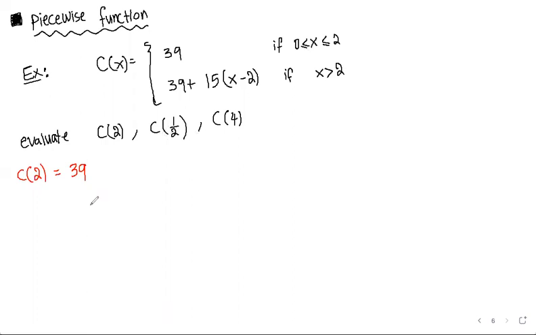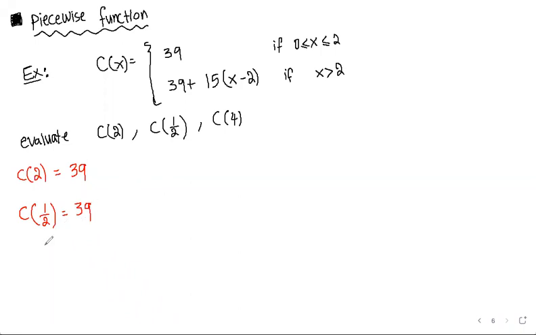What about the second one, c of 1/2? Where is the 1/2 positioned, in the first domain or in the second domain? The first. The 1/2 is inside the domain of this function, between 0 and 2. So c of 1/2 is 39 again.